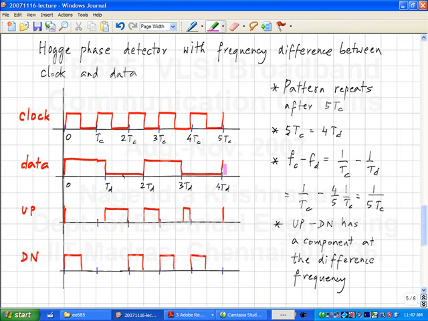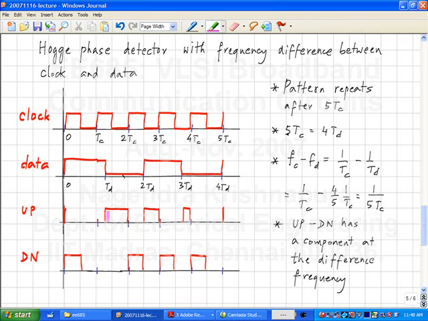and in this case 5 cycles of the clock equal 4 cycles of data. So the clock is faster than data. If you look at the up and down pulses, the down pulses will always be half a clock cycle wide in the case of a Hogge detector. And there is a missing pulse here because this rising edge and this rising edge are sampling the same data value. So there is no transition as far as the samples at the clock edge are concerned.